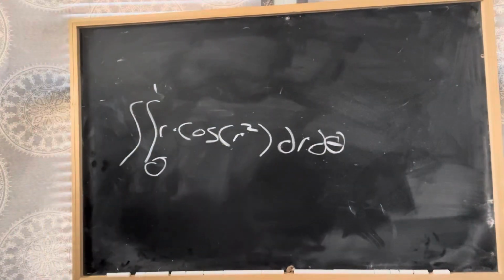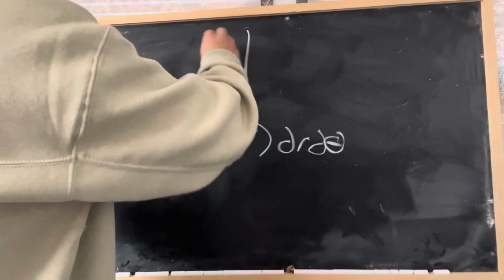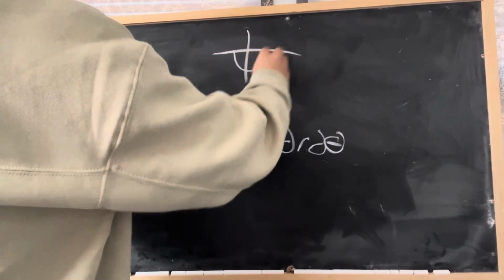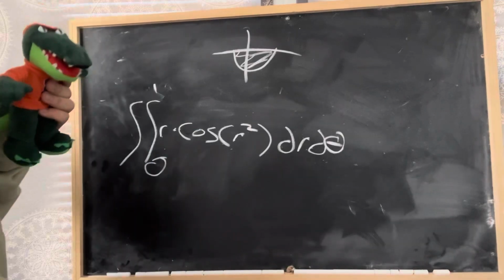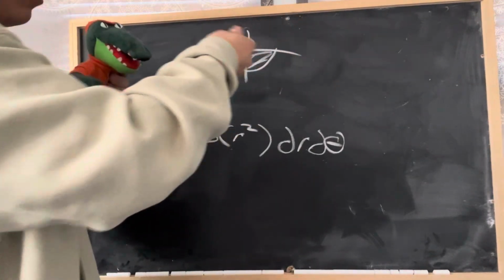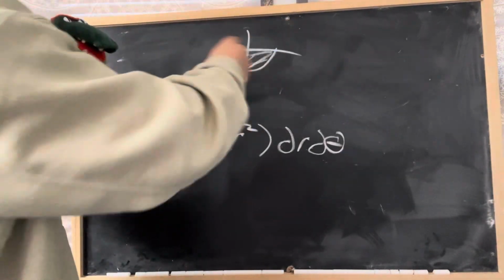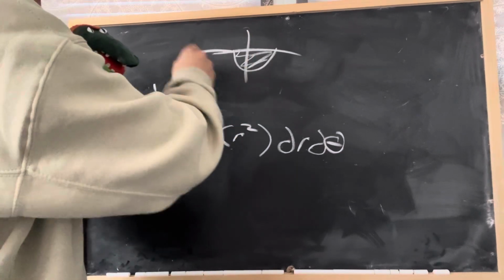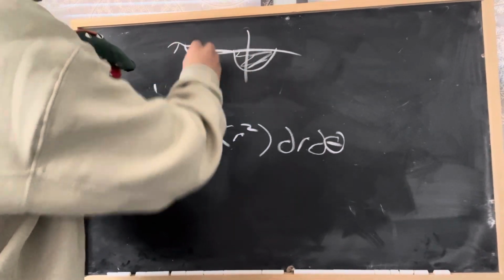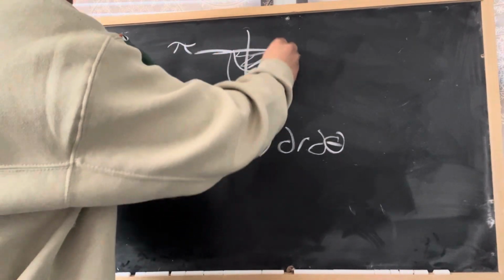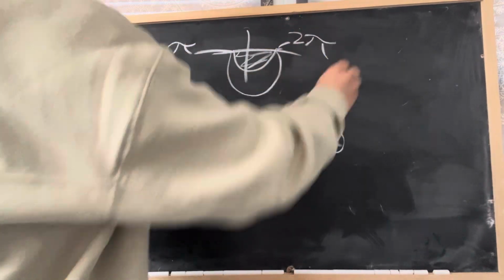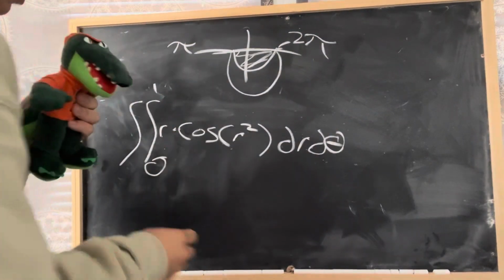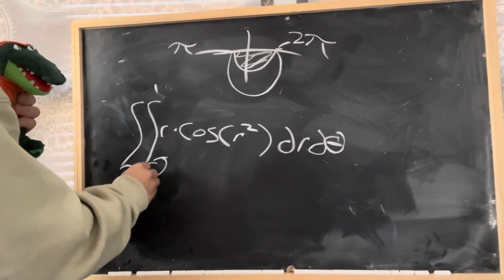Now, the angle is a different story. I don't know why I erased the circle. I still needed the circle. So we have this semicircle with a radius of 1, right? And so the angles here are kind of arbitrary, but whatever. Here, where we would start is at pi, and we're going around until we finish at 2 pi. And so that would be our angle that we're integrating with respect to.